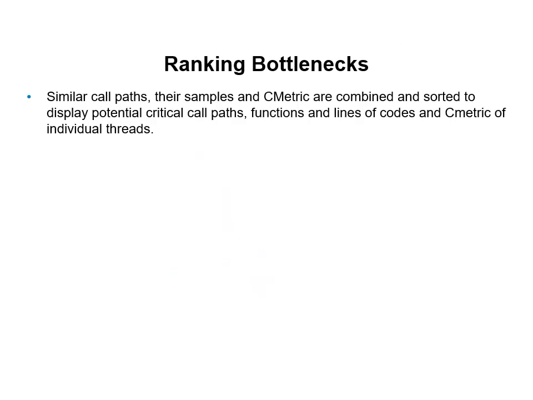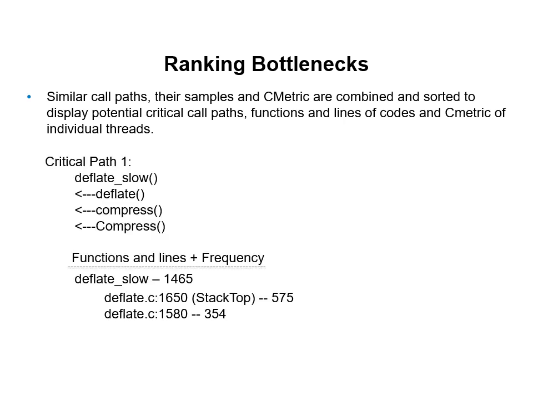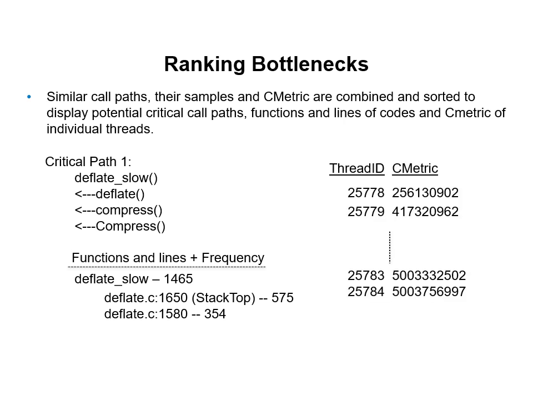Now that we have the bottleneck codes and paths that led to it for each critical time slice, similar call paths, their instruction pointers, and CMetric are combined and sorted to generate critical call paths, bottleneck functions, and lines of code. The tool also displays the CMetric for all threads in the application. Details of how this is achieved is given in the paper.